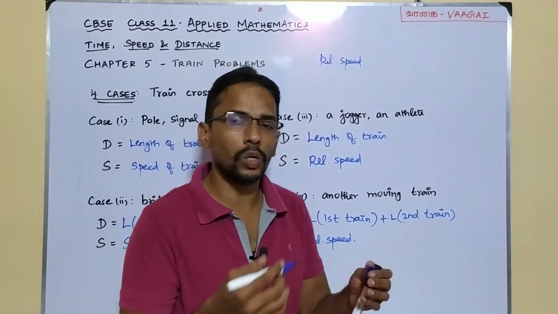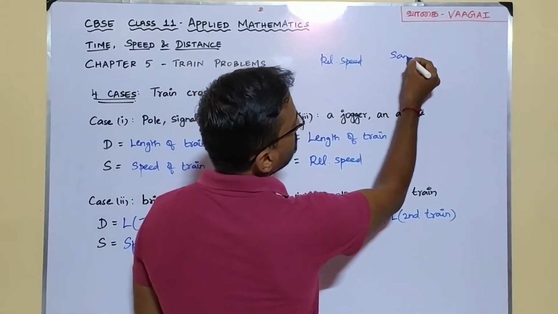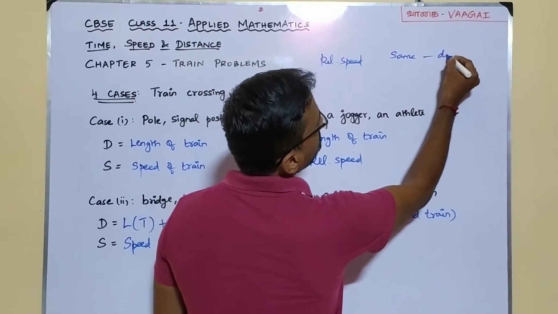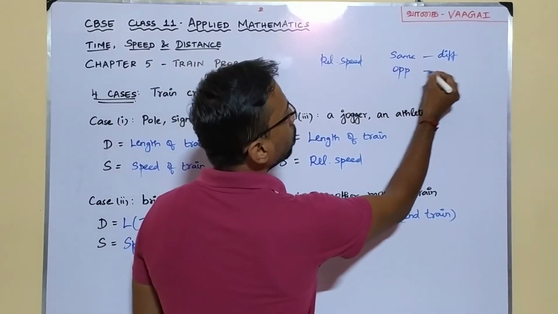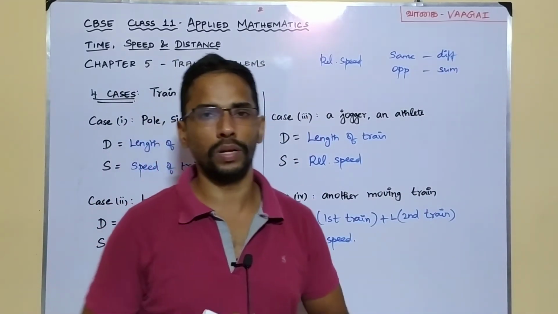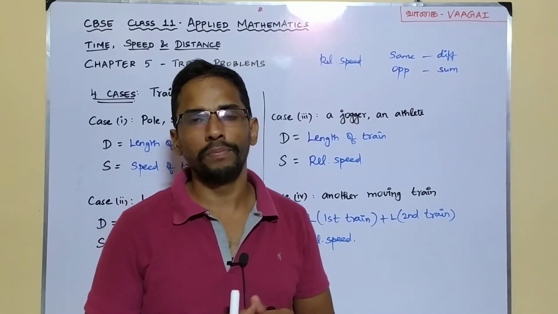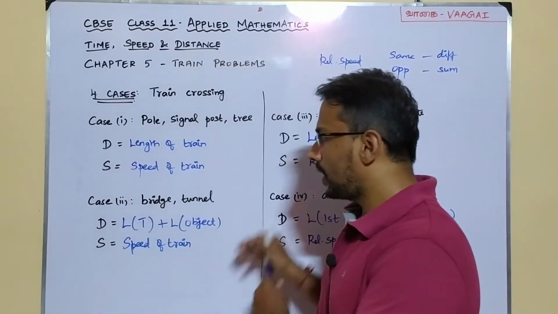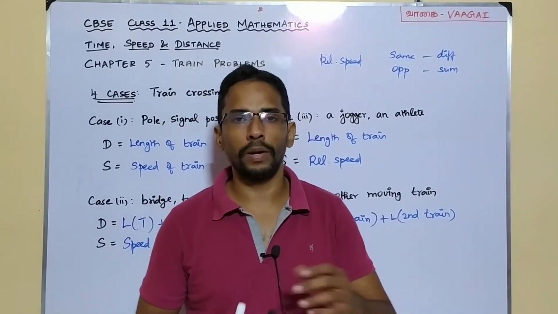In what directions the two objects are moving. If they are moving in the same direction, we have to take the difference between the speeds, and if the two objects are going to move in opposite directions, we have to consider the sum. I mean, we have to add the two speeds. So this is what we do whenever we talk about relative speed. All these 4 cases are very much important for us to approach any train problem.